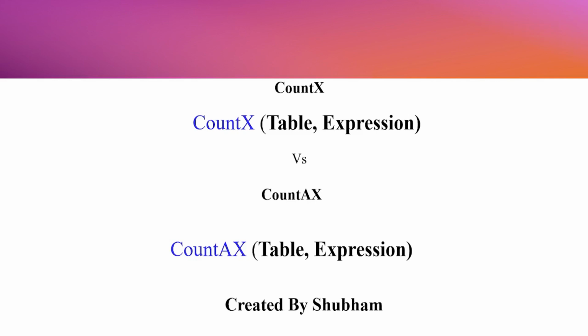Firstly, let's look at the syntax of both the formulas. The parameters are the same for COUNTX and COUNTAX. The first parameter is the table and the next parameter is the expression. Both are iterator functions because they end with X. Now let's move to the Power BI Desktop screen and understand the difference practically.